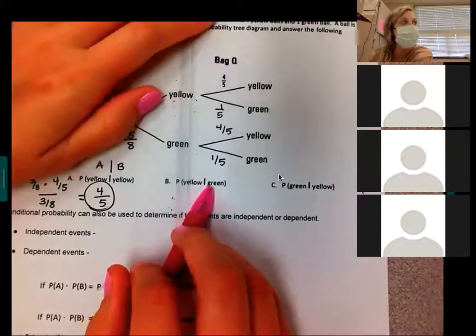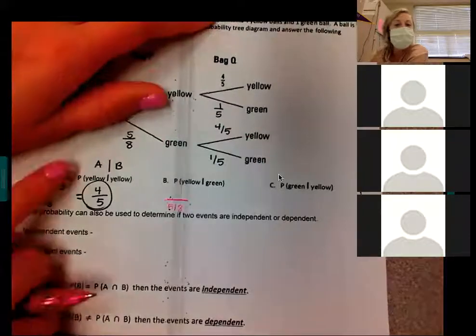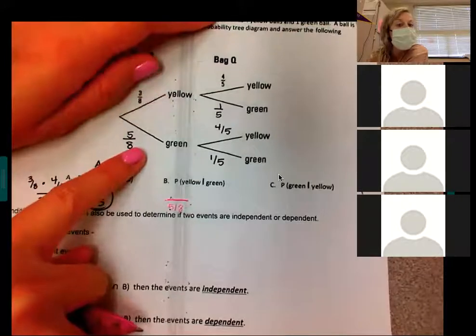Given we drew, what's the probability we draw a yellow? Given we drew what the first time? Green. So what's the probability we draw green the first time? That's our denominator. 5/8. Very good. So looking off of that green, because I'm telling you we drew green the first time, right? That's what that word given means. Given I drew that green the first time, what's the probability I then draw a yellow?